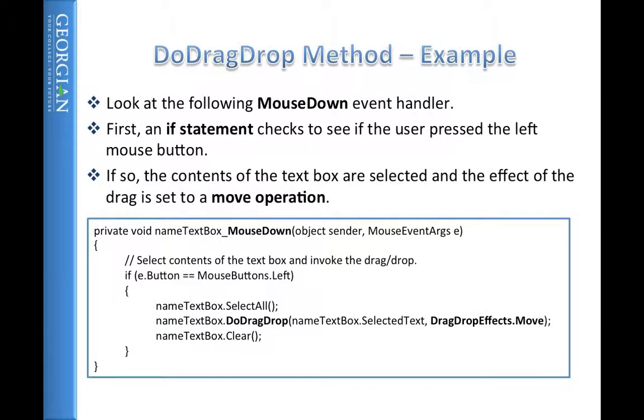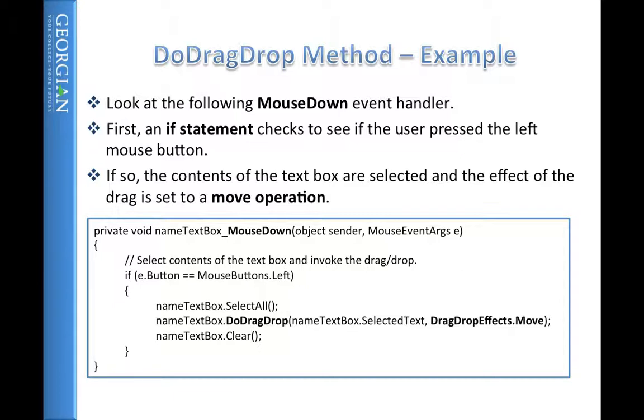Okay, so here's the mouse down event, and here's an example of your source. Here's an example of source code for you. You're in the mouse down event of this name text box. First thing you do is select the text automatically, and then you do this DoDragDrop, and the selected text is the one you're going to copy, and then you're moving. You're telling your code that you're doing a move effect, and then you're going to clear the text box. This is typically what you do. So the source and destination must be the same type. Source data and destination location must be the same type.